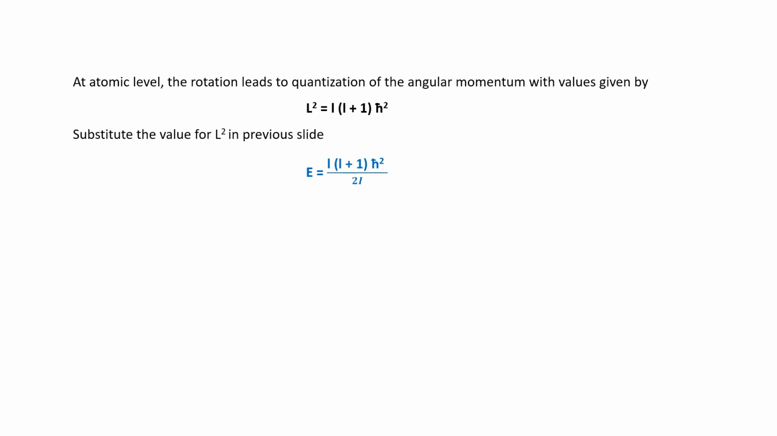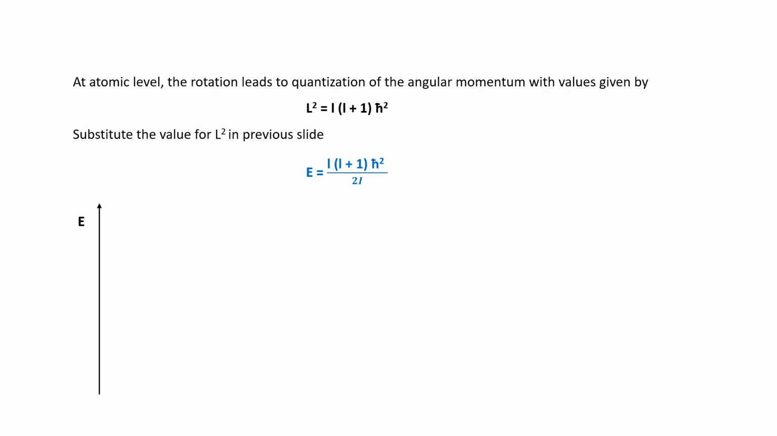At the atomic level, the rotation leads to the quantization of the angular momentum, with the value given by L square equal to L into L plus 1 h cross square, where h cross equals h divided by 2 pi, and h is the Planck constant. Substituting this value in the previous equation, you will get E equal to L into L plus 1 h cross square divided by 2I.